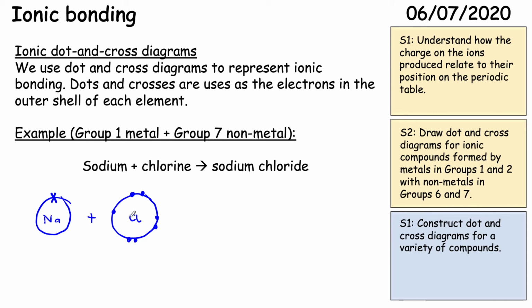Now it doesn't matter which element has the dots and which has the crosses. It just matters that they're different. They can't both be dots and they can't both be crosses. This is a very good way of showing where the electrons came from.